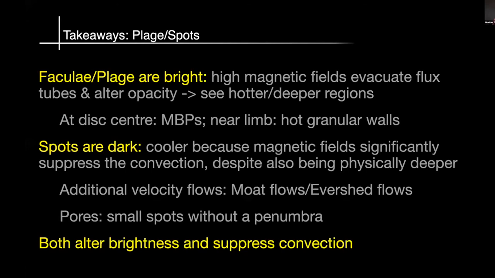At the center, they manifest as magnetic bright points, and towards the limb, you're seeing those faculae are really just the hot granular walls. The spots are the darker, cooler regions, and there's a lot of velocity flows associated with those to check out.